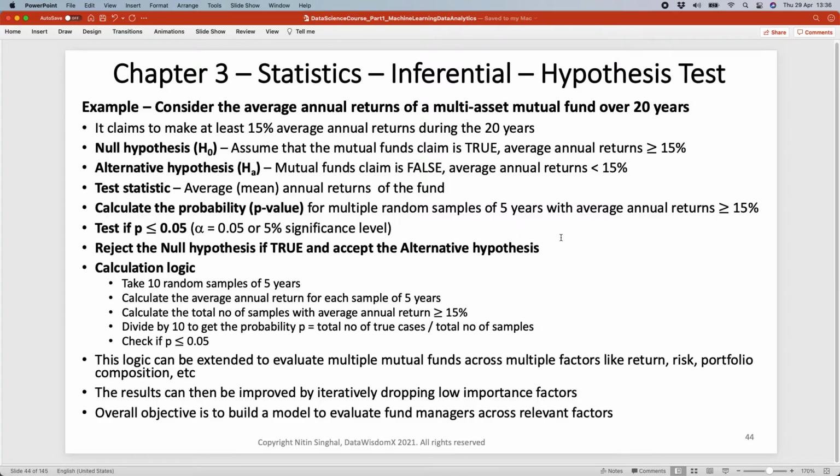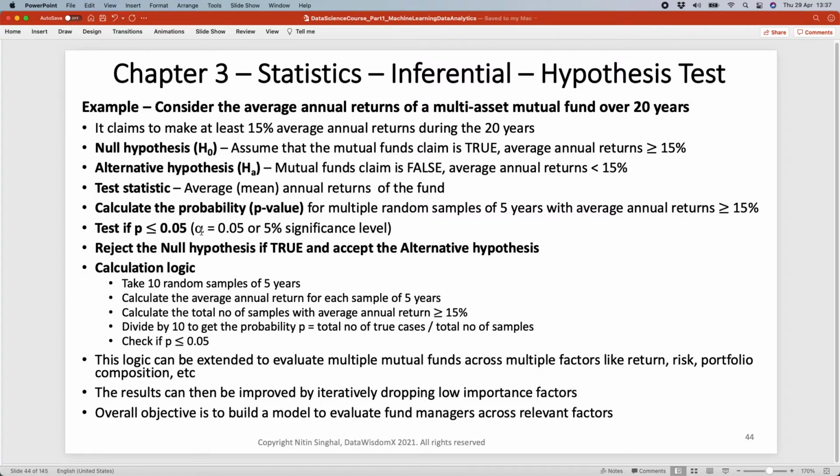So it could be any combination of years, not in a sequence. And then we calculate the average annual returns for each such sample over a 5-year period and check if it is greater than or equal to 15%. So what you've done is that out of your population of 20 years of returns, you've taken a sample of 5 years and then calculated their average annual returns and checked if it is greater than or equal to 15%.